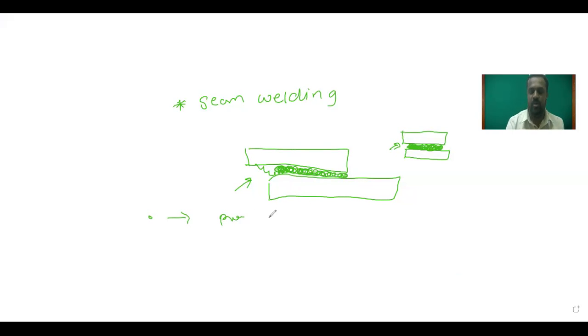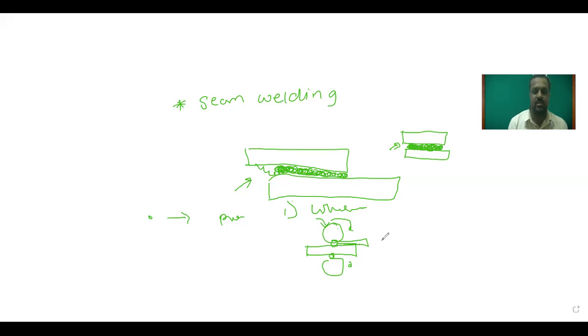Here in seam welding, we are using wheel type electrodes, and in between the two wheel type electrodes we are placing our workpiece. The wheels are rotating, and through the wheels we are passing the electrical current. Because of that high electrical current, heat is generated, and because of that welding is carried out. Like this. See, this is seam welding.